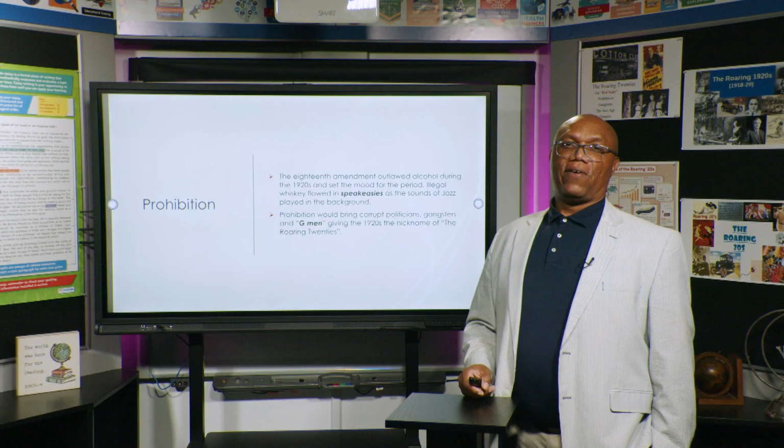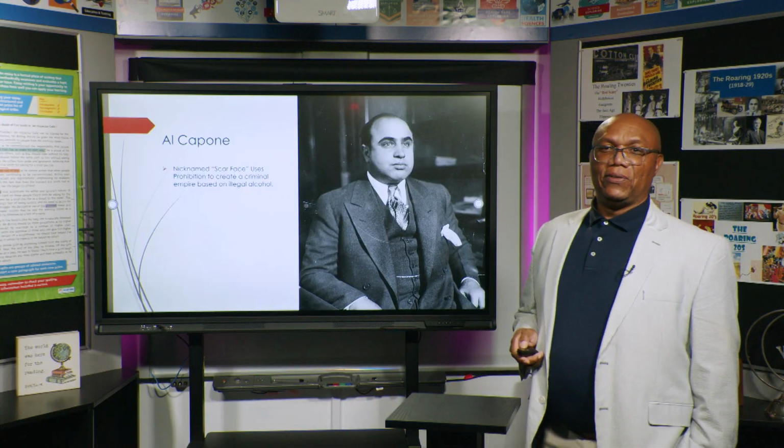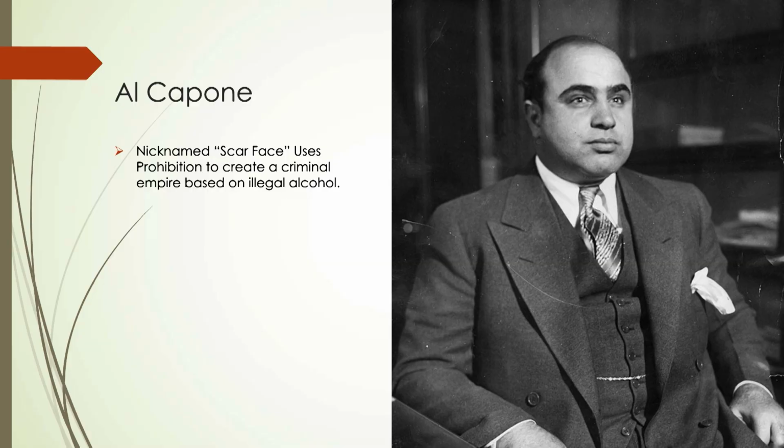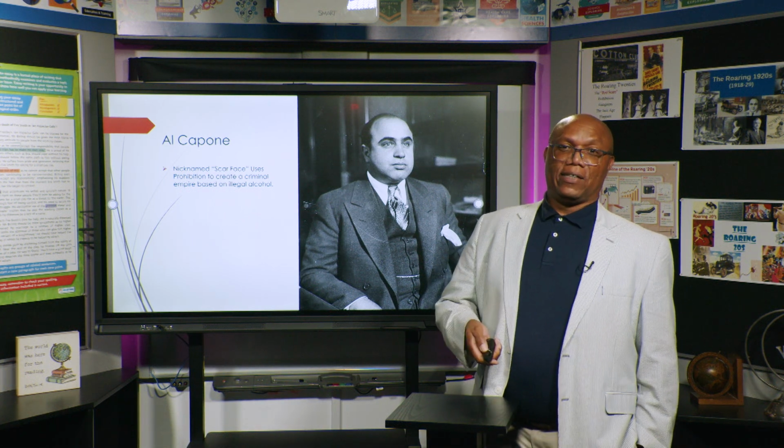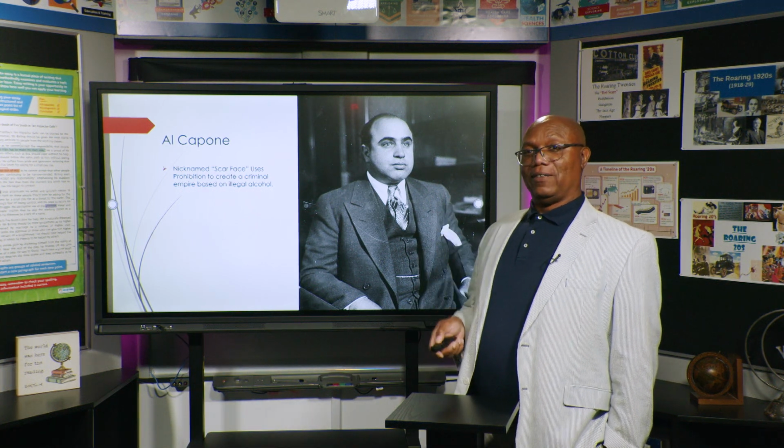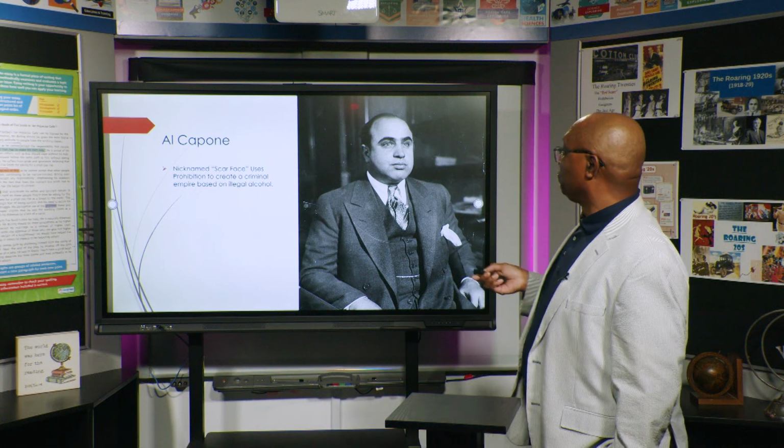On the one side, you have Al Capone. On the other side, you have people like Elliot Ness, of course, and J. Edgar Hoover. Here's a picture of Scarface Al Capone. He uses prohibition to create a large criminal empire based on alcohol. And the interesting thing about that, when they finally did catch up with him, he wasn't arrested because of violating the Volstead Act or the 18th Amendment. He was arrested for tax evasion.